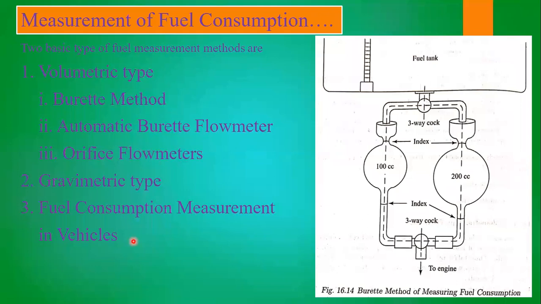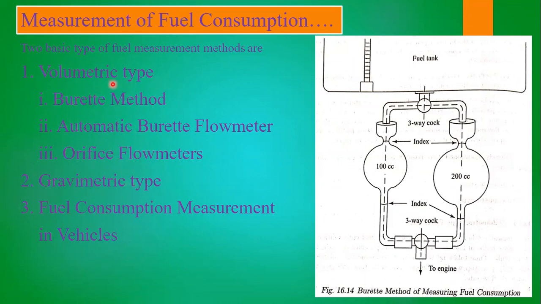That means we can take accurate real conditions here. What are the conditions with the engine that are going to be implemented here. So it is the most accurate fuel measurement technique or method. So first of all, we will go with these two basic methods which we use in the laboratory. One is a volumetric type and the other a gravimetric type.